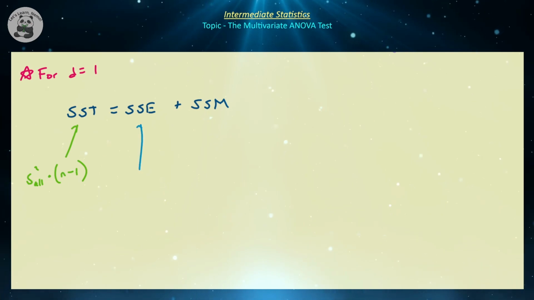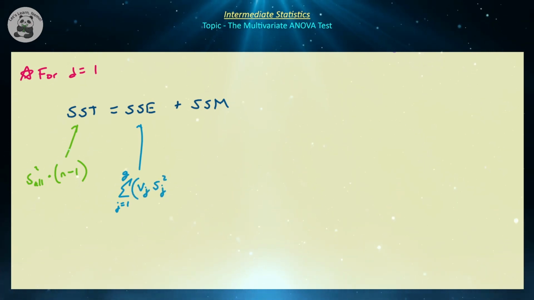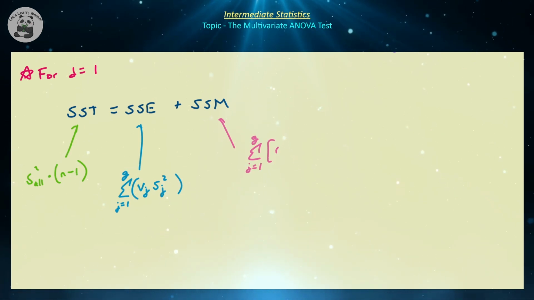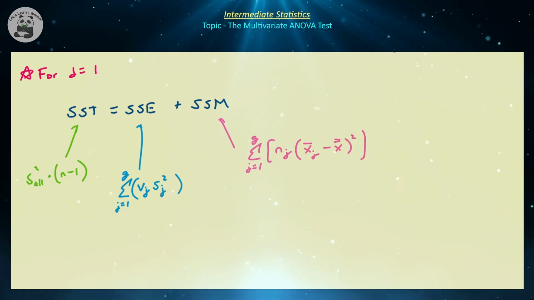The SSE was calculated by summing across all of our groups, so from j equal to 1 to g, of our individual degrees of freedom times our individual variances for each of these groups. And over here we have our SSM, and this was calculated by summing again across all groups, so j equal to 1 to g, of that individual sample size times the mean of that individual sample minus the grand mean of that sample.